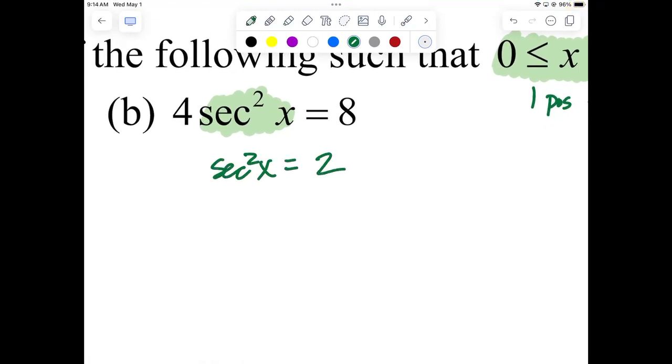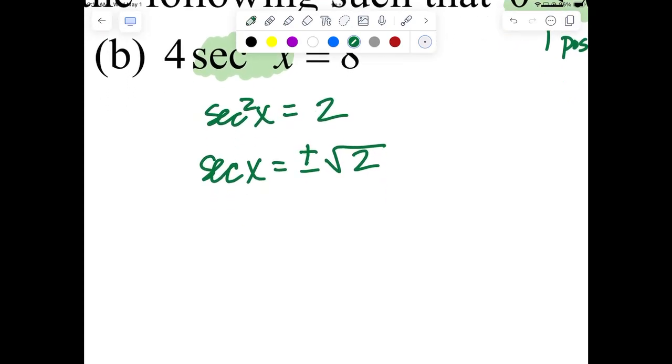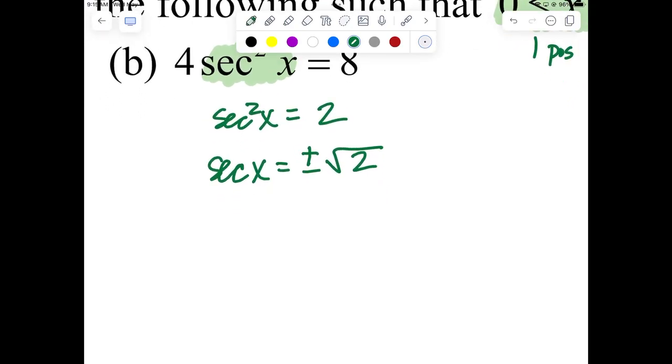I'll divide through by 4 and I get 2. And now I'll take the square root of both sides. And what do we have to remember to do when we take the square root? Plus or minus. If you forget that, you're going to lose half of your solutions. That's no good. Now, here's a little trick. If secant is equal to plus or minus the square root of 2, it's easier for us to solve when we're thinking about sine, cosine, or tangent, isn't it? I mean, we can handle secant, cosecant, and cotangent, but we think better in terms of sine, cosine, and tangent. So what could I do to both sides to turn this into something more recognizable?